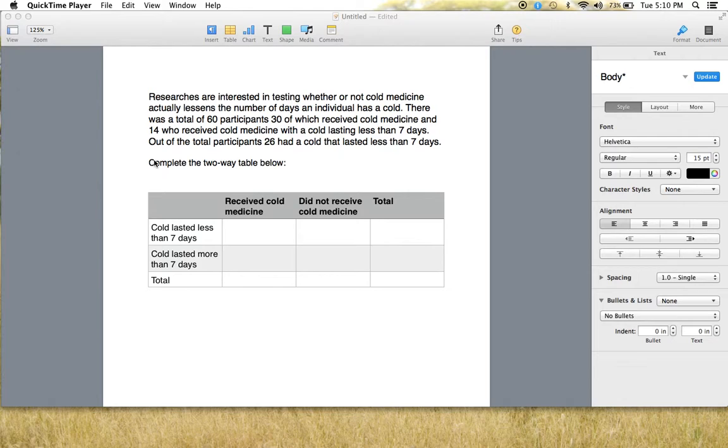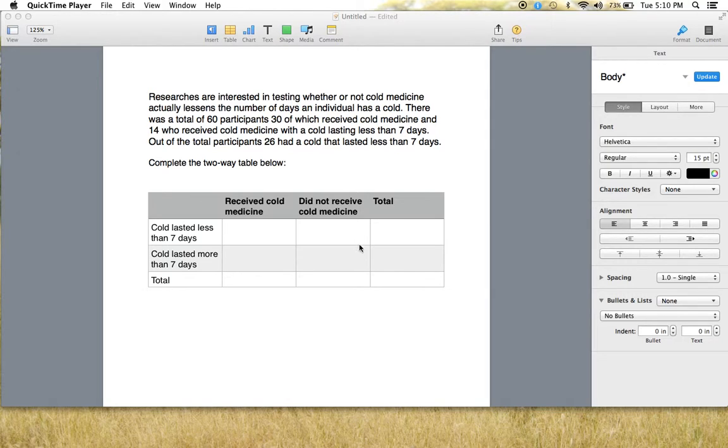So I do encourage you, as in all my videos, to pause this and see if you can fill in this two-way table by yourself. Now you'll see that they don't give you the information that should go in each cell of this table, but they do give you enough information to figure it out. So go ahead and see if you can do that. And if you can't, just follow along and there'll be another opportunity in the video to pause it and complete it on your own.